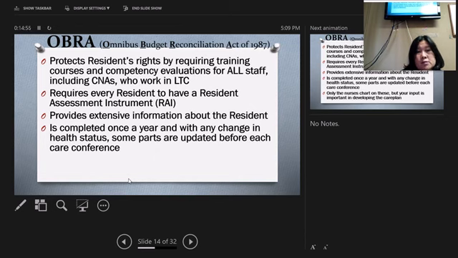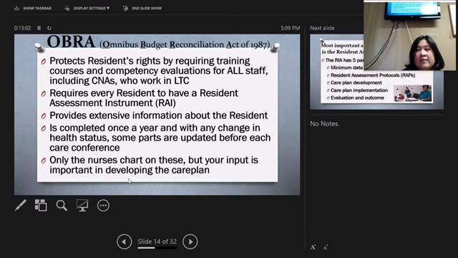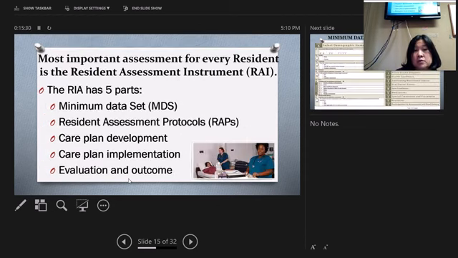This resident assessment tool is completed once a year, but anytime there are any changes in their health status, we update this care plan. Okay, we have a care conference with families, with employees. Sometimes you'll be asked to come into a care conference. And you, as their primary caregiver, the person who's with them 80% of their day, you know certain things about those people that we need to ask you to have input into their care plans. Only the nurses are charting on these specific care plans, but your input is very important in order for us to make these care plans effective and individualized.